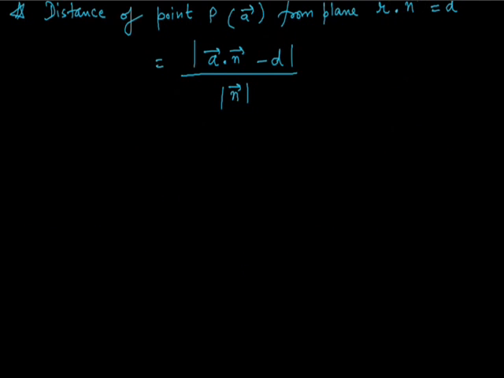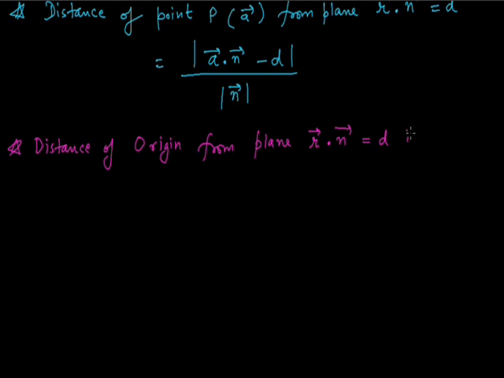So from this point, I can also conclude that the distance of the origin from the plane R vector dot n vector equals D is going to be D upon mod of n vector, mod.